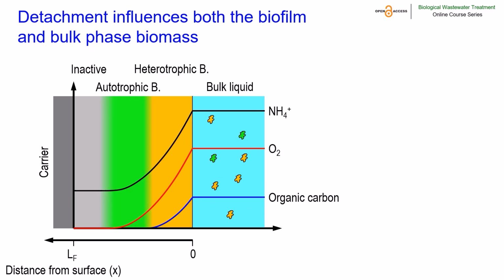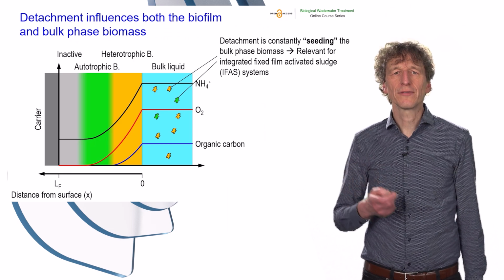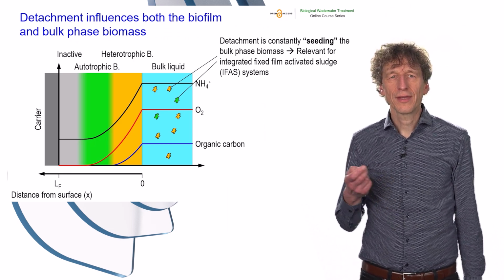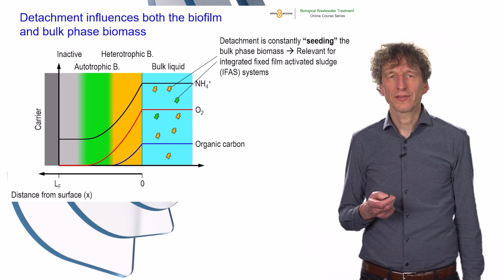In addition, we need to consider the influence of detached biomass on the bulk phase microbial community. Detachment of active biomass results in a constant seeding of the bulk phase. In IFAS systems, this seeding can in some cases maintain nitrification by the activated sludge, even if solids retention times of the activated sludge would otherwise result in washout of nitrifiers.